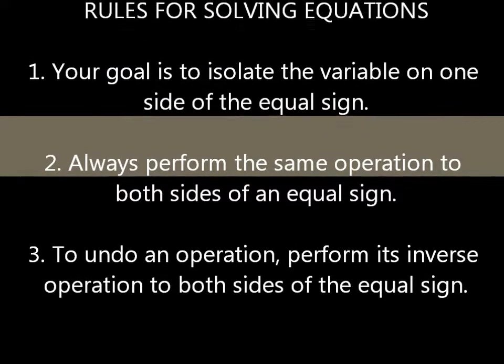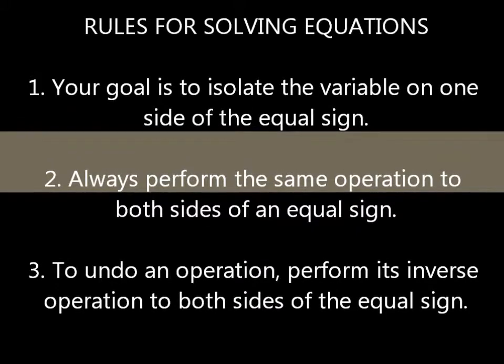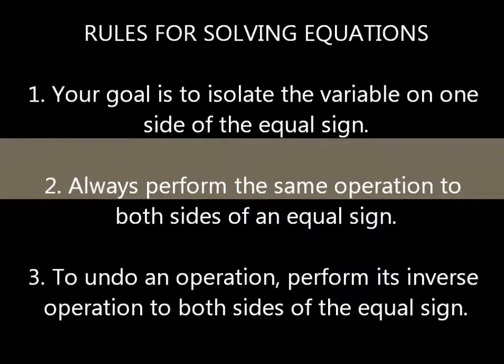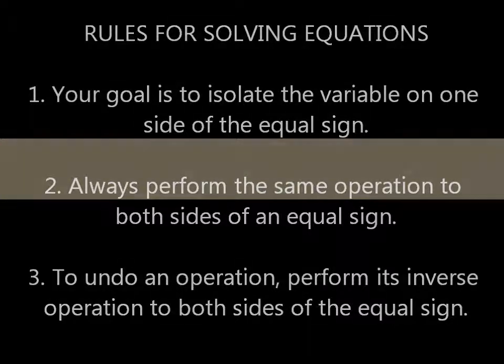Rules for solving equations. Number 1. Your goal is to isolate the variable on one side of the equal sign. Number 2. Always perform the same operation to both sides of the equal sign. And number 3. To undo an operation, perform its inverse operation to both sides of the equal sign.